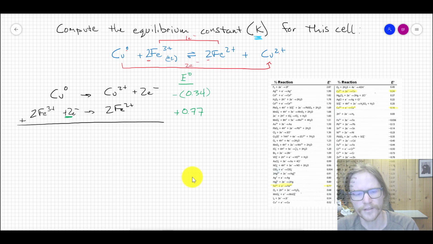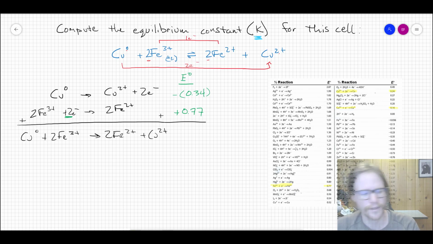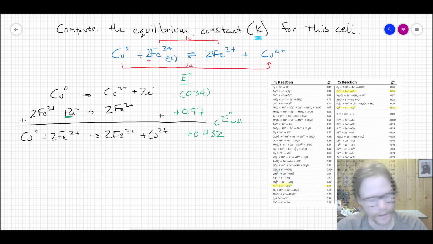And so I'm going to have to flip this or subtract it either way, and then add these up in this direction. So what I get is my full cell reaction, which is copper 0 plus 2 iron 3 pluses proceeds to make 2 iron 2 pluses plus copper 2 plus. And if I add these two things up, it gives me positive 0.432 as our E cell for this reaction. So looking at it, I would expect this to be a galvanic type reaction because of the positive sign, which means that there's a negative free energy change between those two half cells.